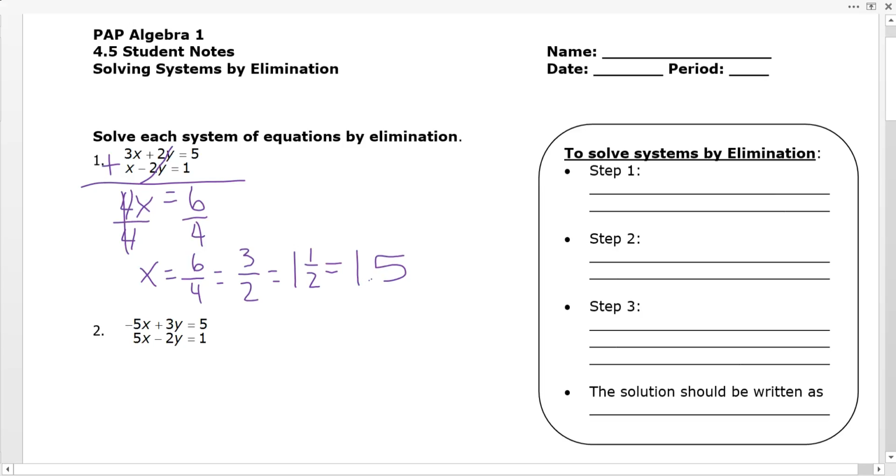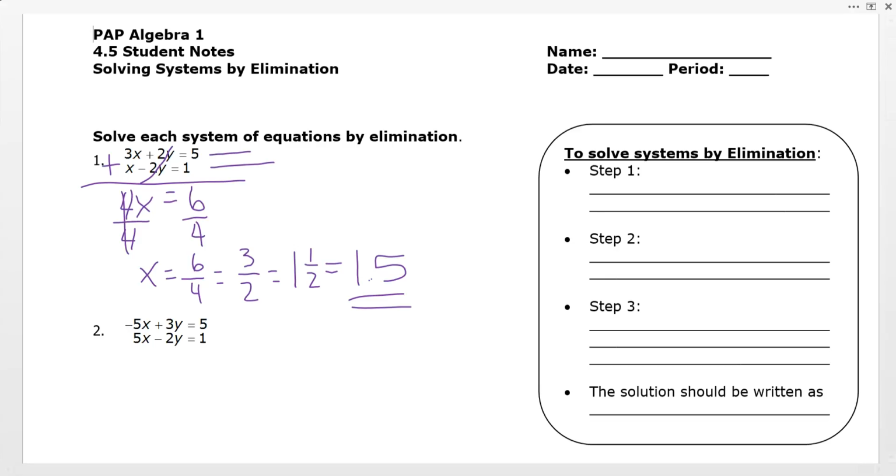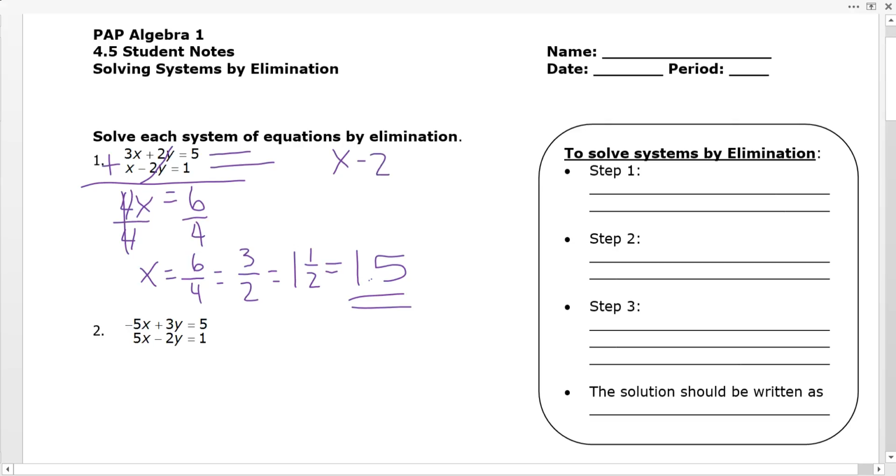It doesn't matter which way you write it. But remember that you're going to go back and substitute. So now I know what x is equal to. I can take either one of my equations, whichever one looks easier to me. In this case, I think the second one looks easier. I'm going to substitute my 1.5 in, and then solve for y. So x minus 2y equals 1 becomes 1 and 1/2 minus 2y equals 1. I'm going to subtract 1 and 1/2 from both sides.